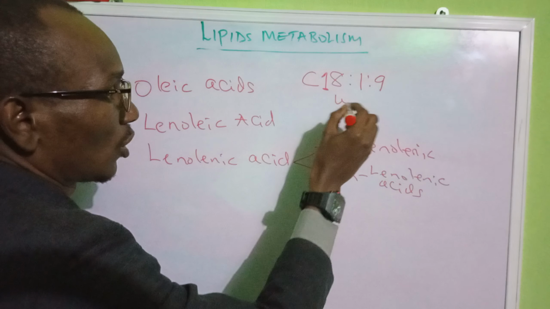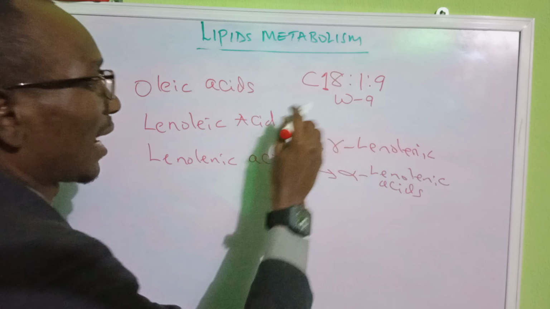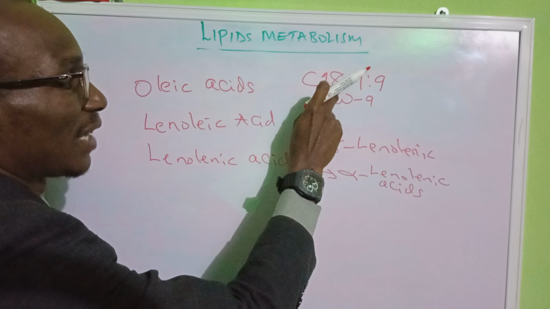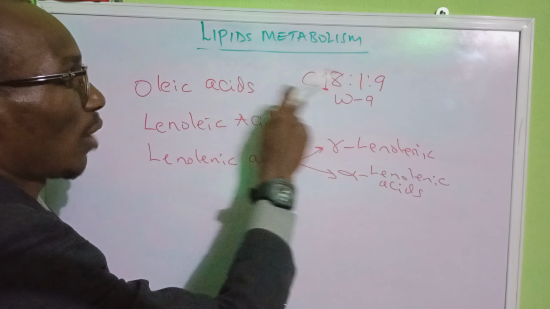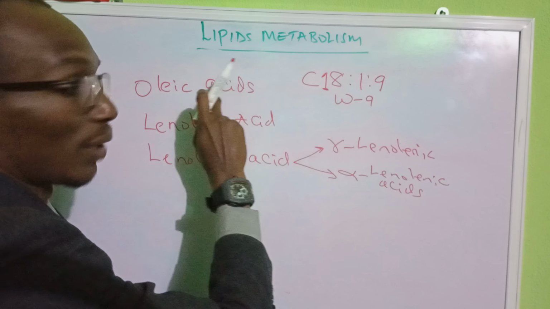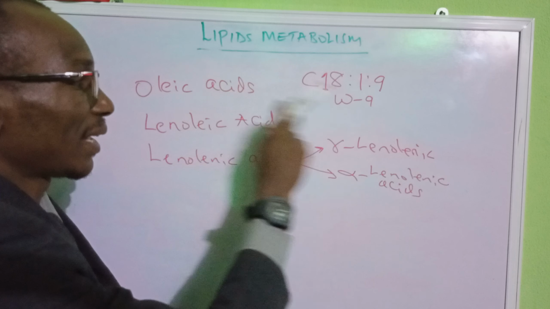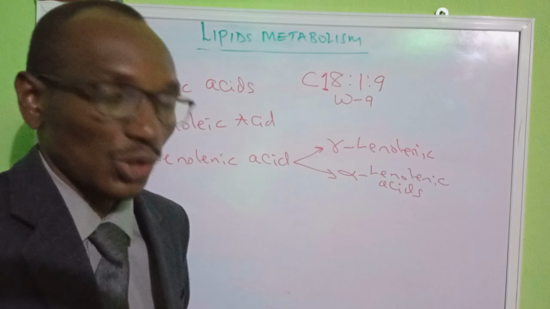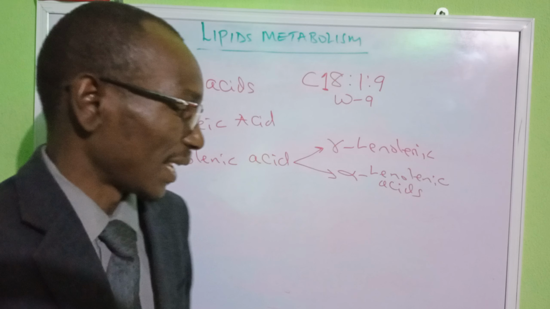This is omega-9 fatty acid. The first number, the 18, represents the number of carbon atoms. Then the second number represents how many double bonds the oleic acid has. And then the last number represents at what position the double bond exists.